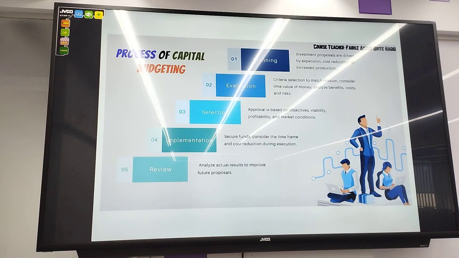So what is the process of capital budgeting? First, we need to plan how I will do a capital budget. In this plan, or in this step, you have investment proposals driven by expansion, cost reduction, and increased production.